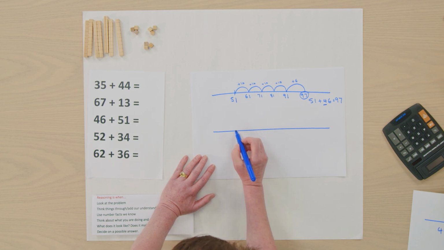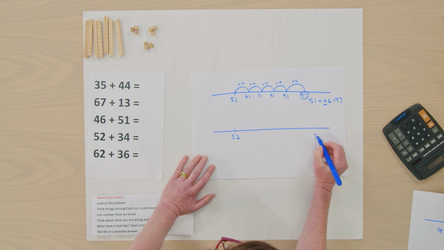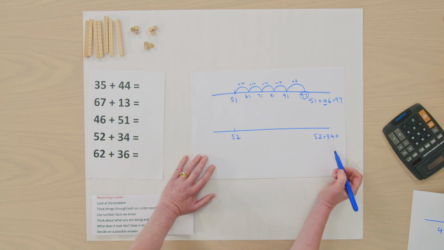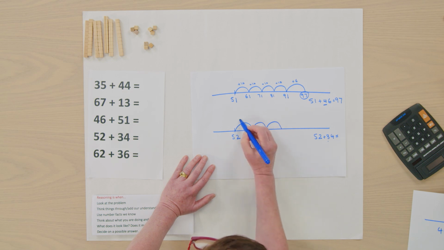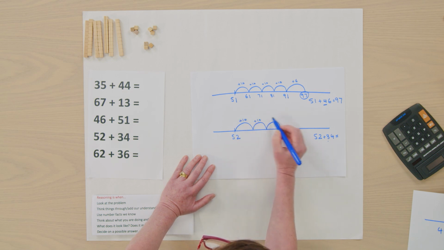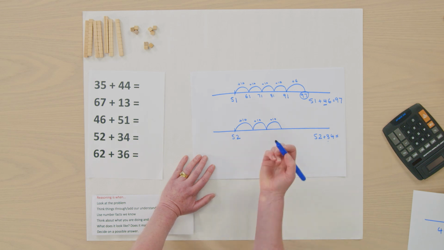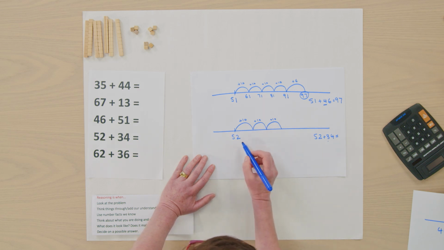We're starting with the biggest number, 52, and we're adding 34. Okay, yes, my friends, we'll start with the tens. We have 3 of them. 1, 2, 3. I'm just going to make sure I'm showing my working out too. So it's a very logical way of using my number line.